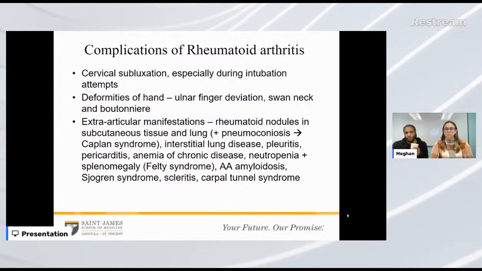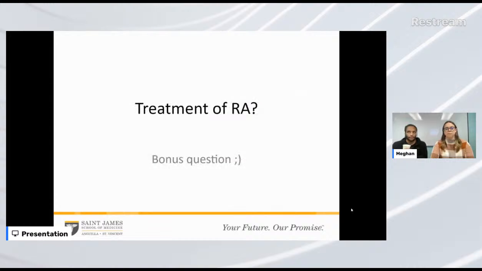And with all autoimmune diseases, you also want to think about the possibility of other associated autoimmune diseases. So, speaking of what I like to go into next, now that we've talked about how to diagnose and how it presents, I like to go into treatment.